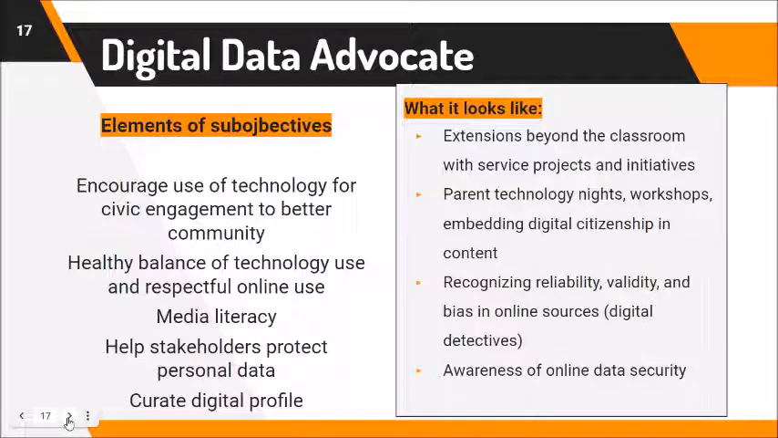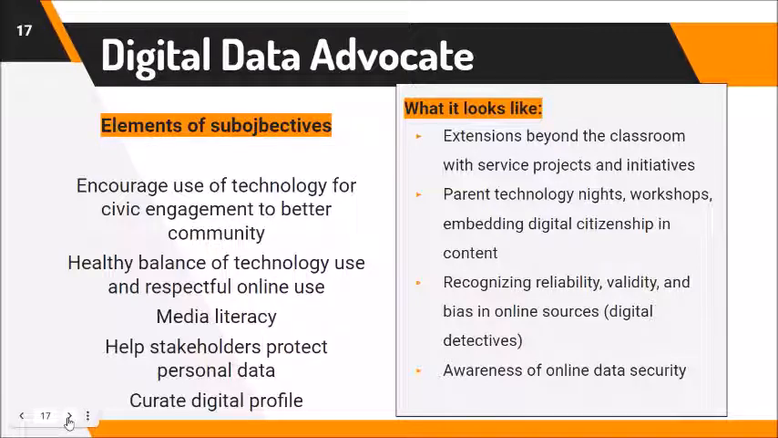Recognizing reliability, validity, and bias in online sources. So you're a digital detective yourself, and being aware of online data security, especially any data that you're going to come in contact with pertaining to your teachers as well as your students.